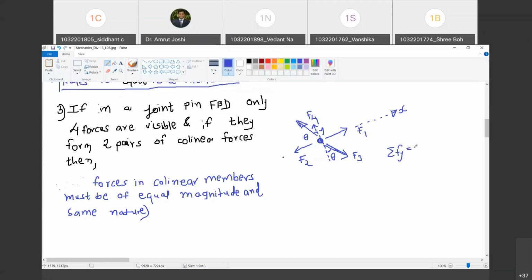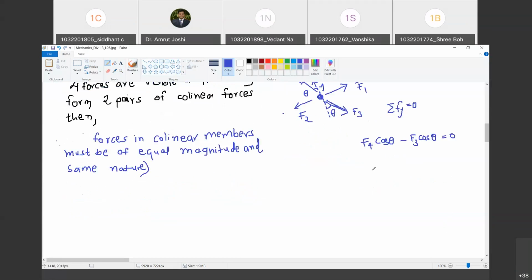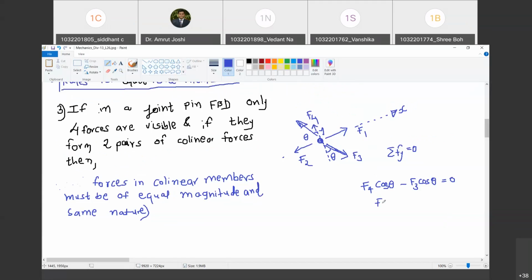What does it give? It gives me F4 cos theta minus F3 cos theta. This must be equal to 0. Do you agree with me? Yes, sir. So that gives you no choice than F4 being equal to F3. Are you with me? Yes.